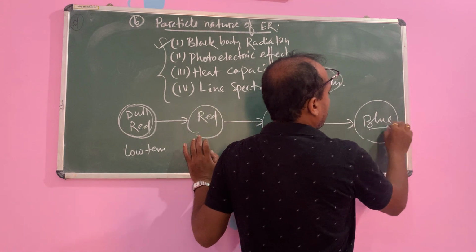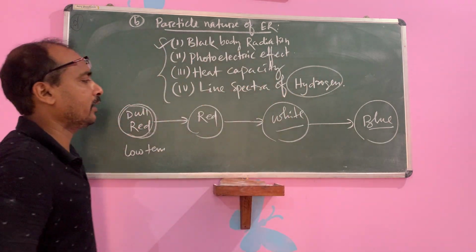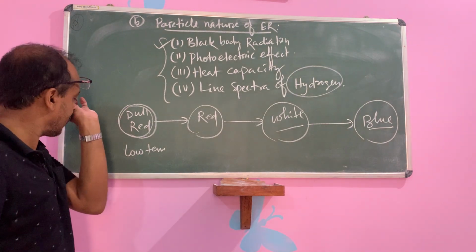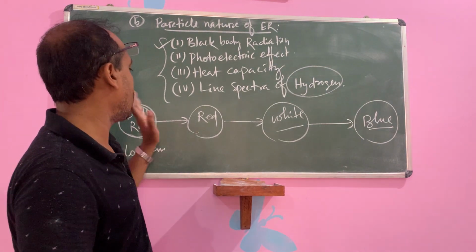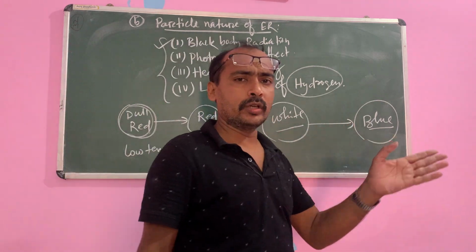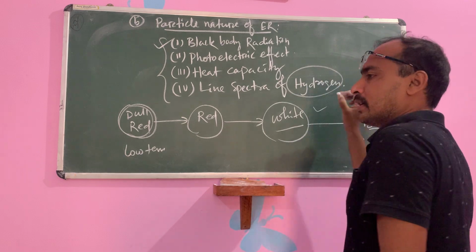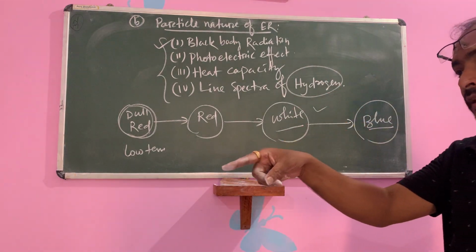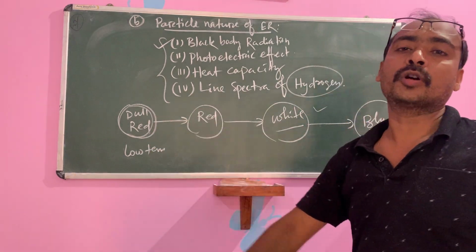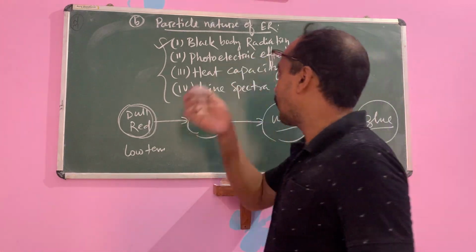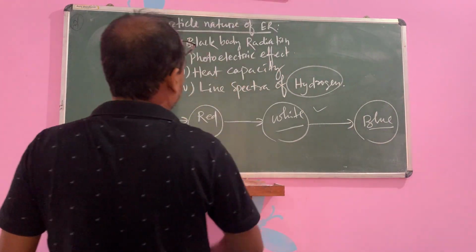You see, children, the radiation depends on the temperature. As temperature increases, the radiation changes. Dull red, white, blue: the color changes due to the different frequency and wavelength emitted by the hot body. So these are all about black body radiation. It is one type of particle nature.